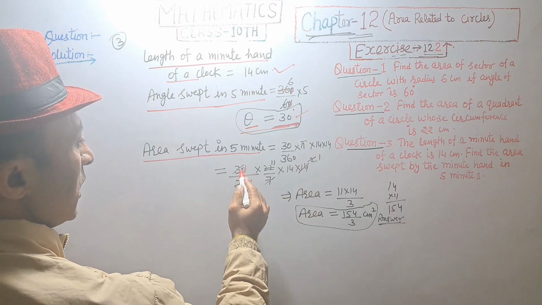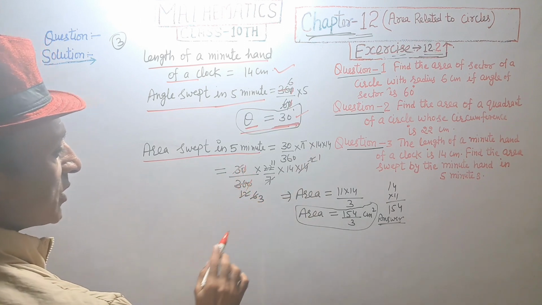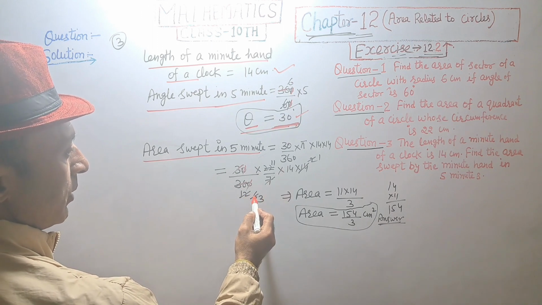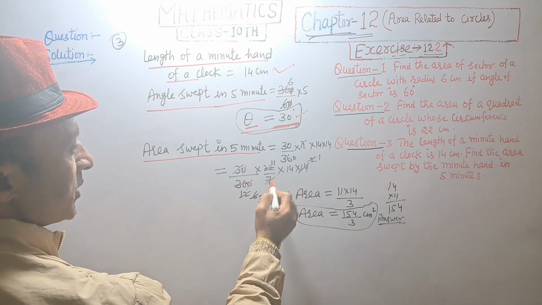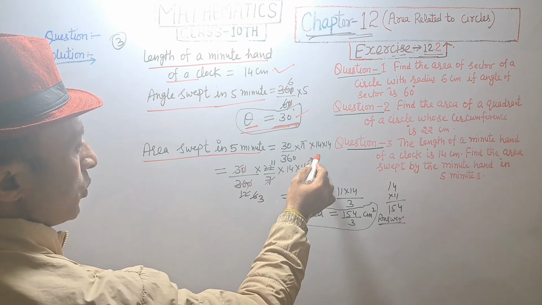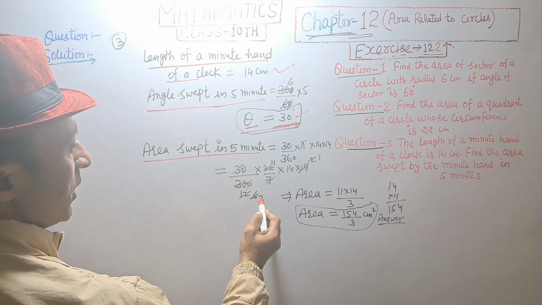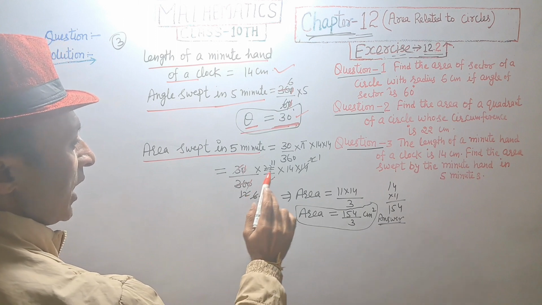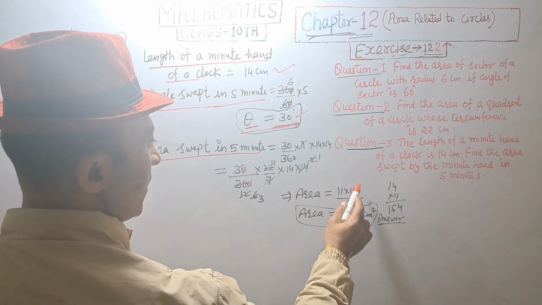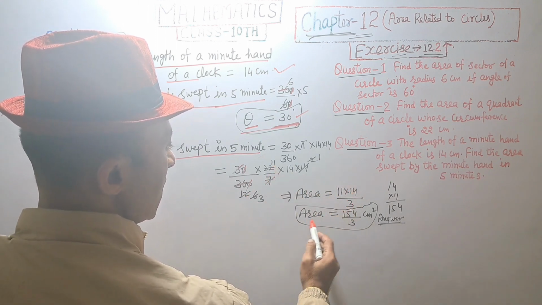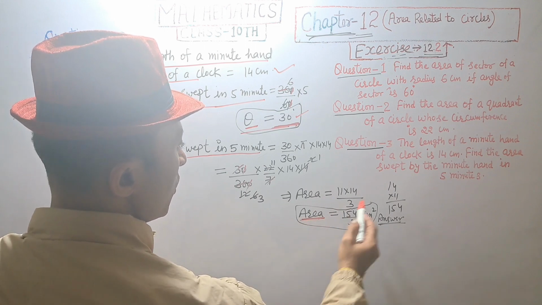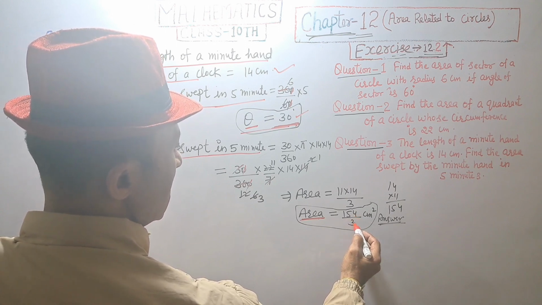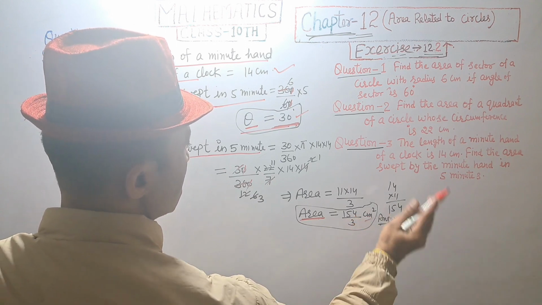0 0 is cancelled, 12 3s are 36, 6 2s are 12, 7 1s are 7, 7 2s are 14, 2 1s are 2, 6 2s are 12, 3 2s are 6, and 11 2s are 22. Then we get area is equal to 11 multiplied by 14 and divided by 3. Area equal to 14 11s are 154 divided by 3 centimeter square.